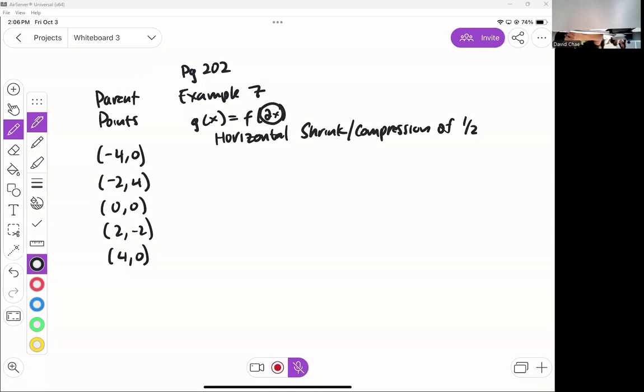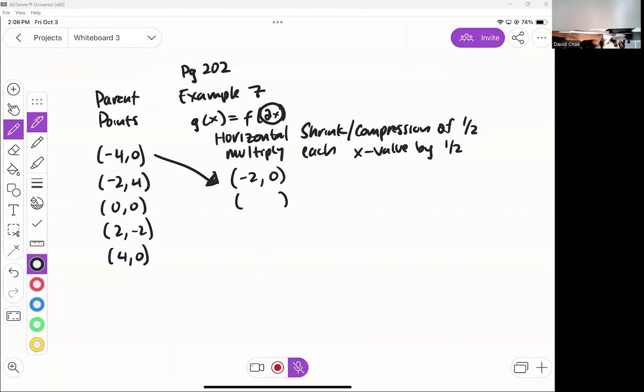So which means that I am going to multiply each, if it's horizontal, which coordinate am I multiplying? The x value by 1/2. In other words, I'm dividing it by 2. Multiplying by 1/2 and dividing by 2 are the same thing. So now what does -4, 0 become? -2, comma 0, right?